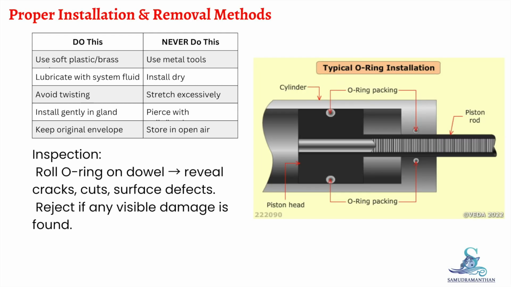Proper installation and removal methods. Things that can be done. Use soft plastic or brass tools. Lubricate with system fluid. Avoid twisting. Install gently in the gland. Keep the original envelope. Things that can't be done. Never use metal tools. Never install it dry. Don't elongate it too much. Don't pierce with nails or hooks. Never store it in open air. For inspection, gently roll the O-ring over a dowel rod. This reveals cuts, cracks, or defects. If damage is found, reject the O-ring immediately.